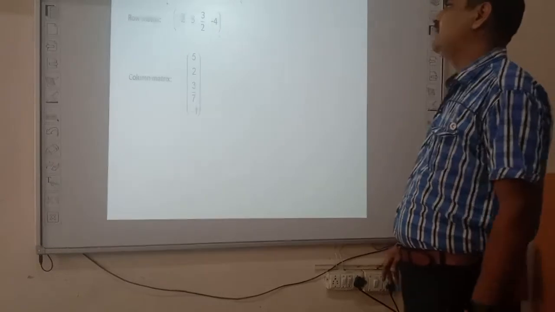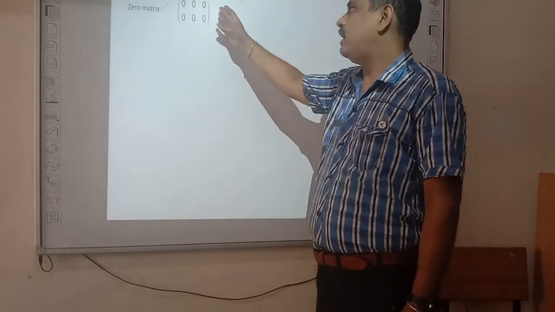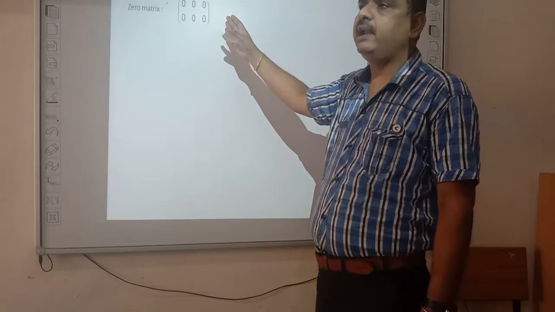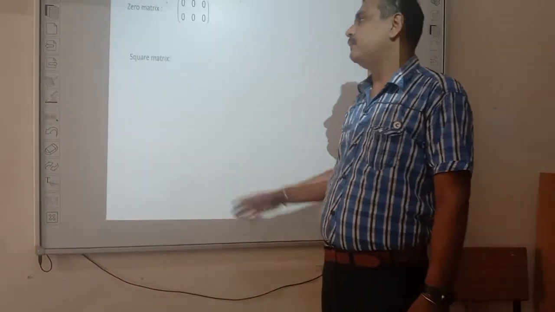Now move on to the next slide. We have the zero matrix. Here all elements are 0. If all elements of a matrix are 0, it is said to be a zero matrix.